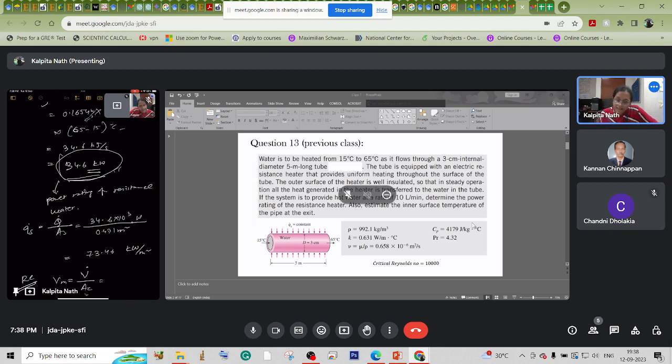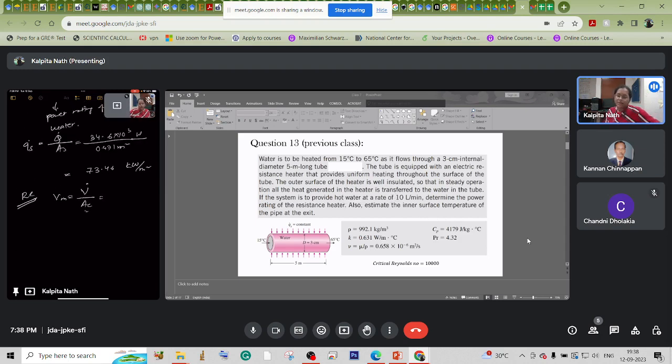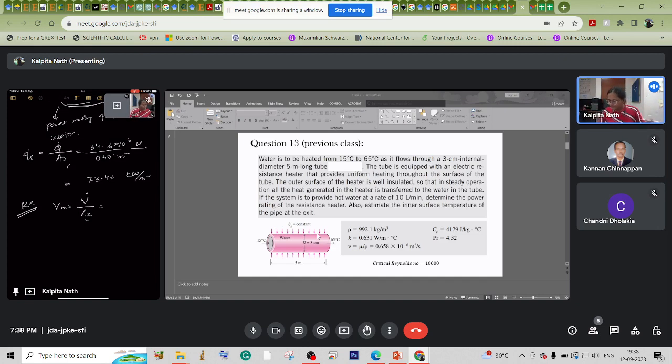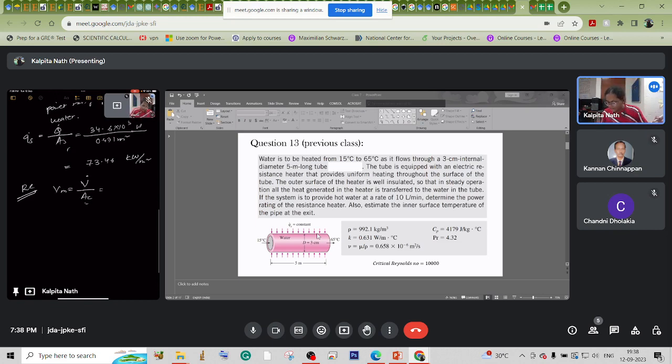Next question is to estimate the inner surface temperature of the pipe at the exit. Okay. So for that, we have found out the heat that is transferred. So to find the heat flux, we need to divide the heat transfer by the surface area, which we have already done. Now, first we need to understand whether the flow is laminar or turbulent. So for that, first we need to find the Reynolds number, and for the Reynolds number, we need the mean velocity. So already the volumetric flow rate is given. So from the volumetric flow rate, 0.010 meter cube per minute.